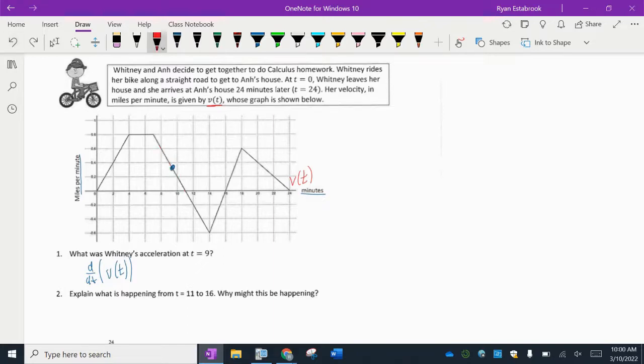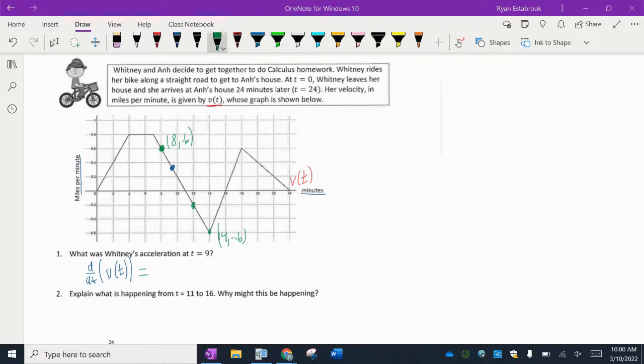And the good news about this one is we have a definite point right there. We have another definite point right there. I could also use the point at the bottom. Any of those green points that I have, we have some what are called lattice points. We can figure out exactly the coordinates. So we have (8, 0.6). We also have (14, negative 0.6). So if you calculate the slope between those, that is going to be your acceleration.